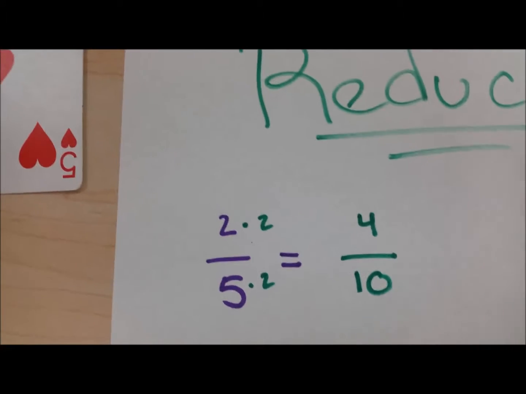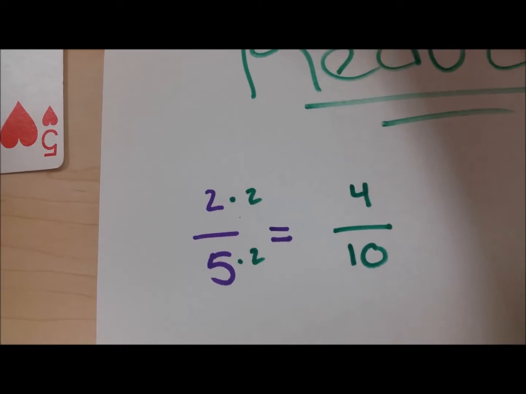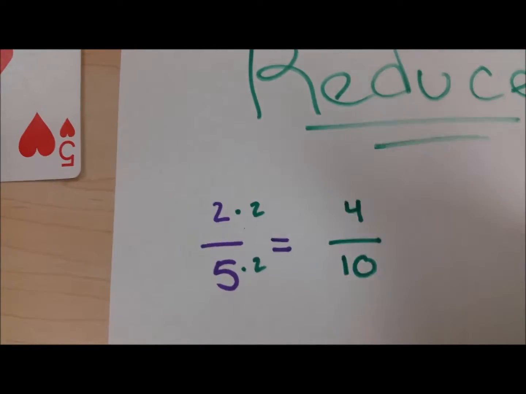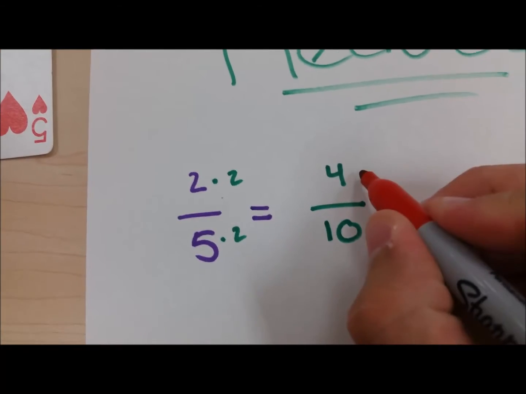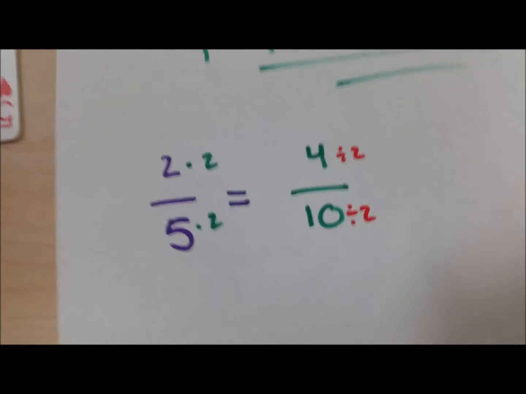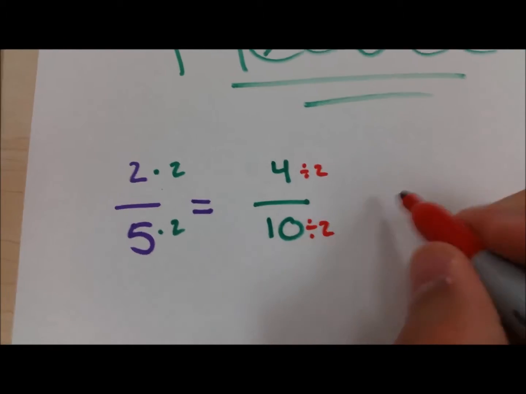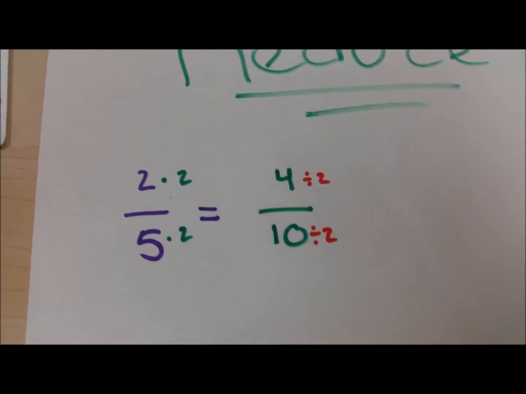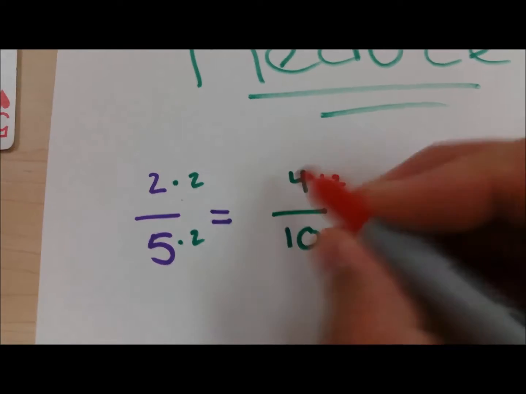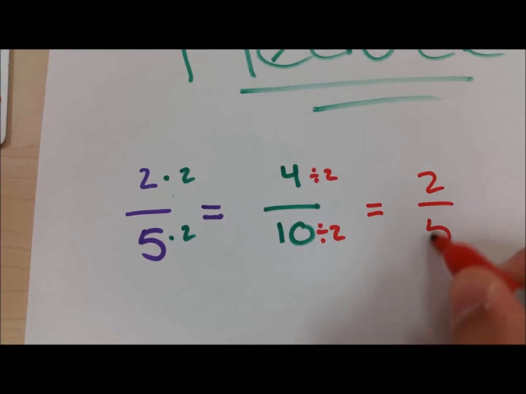Okay, now thinking about this 4/10, what can I take out from both the top and the bottom? Yes, I can take out a 2, right? So I divide out a 2, and right now I'm actually showing you the process of reducing a fraction as well. So we're reducing this by taking out a common factor from both of these. And this is going to be equal to, again, 2 over 5.